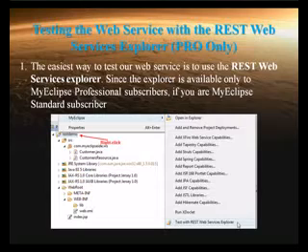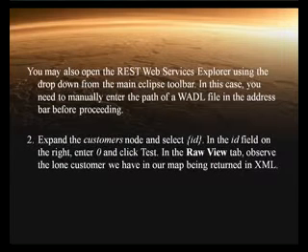Testing the web service with the REST Web Services Explorer, Pro only. The easiest way to test our web service is to use the REST Web Services Explorer. Since the Explorer is available only to MyEclipse Professional subscribers, if you are a MyEclipse Standard subscriber, you may also open the REST Web Services Explorer using the drop down from the main Eclipse toolbar. In this case, you need to manually enter the path of a WADL file in the address bar before proceeding.